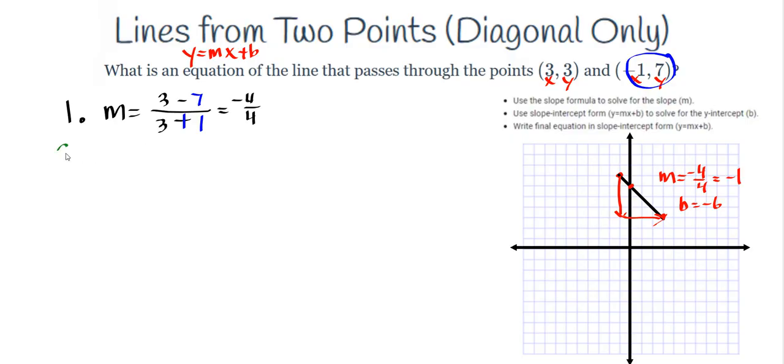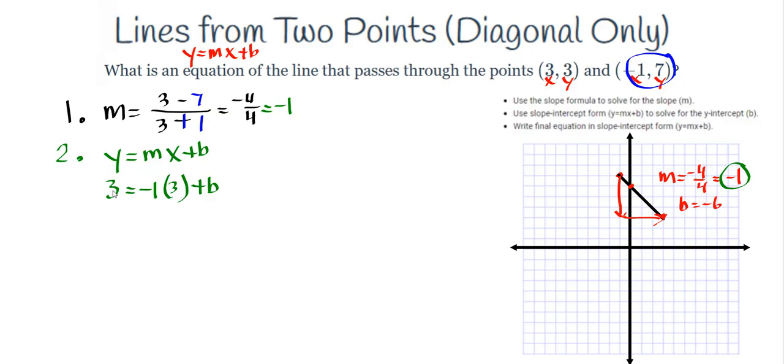Now according to step number 2, we're going to use the slope-intercept form to solve for the y-intercept. This is what we did in the prior lesson, where they gave us a point and a slope. We have to solve for b by going back to slope-intercept form. We have a choice of putting in (3, 3) for x and y, or we can put in (-1, 7). I think (3, 3) is simpler, so I'm going to put 3 in for y and 3 in for x. And then the m value we just found, which is negative 4 over 4, simplified to negative 1, the same thing we had here. So in goes negative 1 for m.